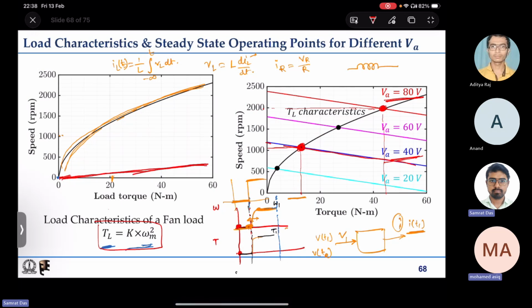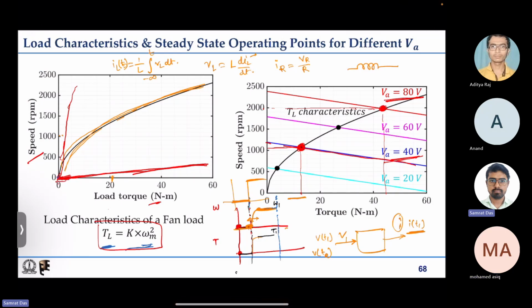So it will be something like this, quite low. Or I think I have done it wrongly. This vertical is speed and this is torque, so it should be the opposite way. It will be very low torque, but it can go to higher and higher speeds. As the speed increases, the torque will also increase exponentially like this, or quadratic in nature.